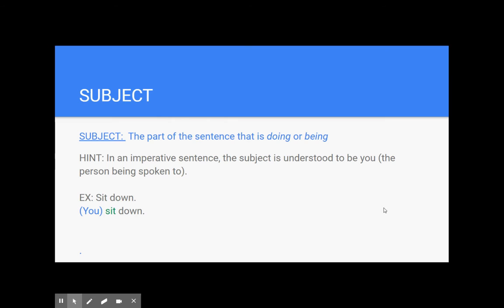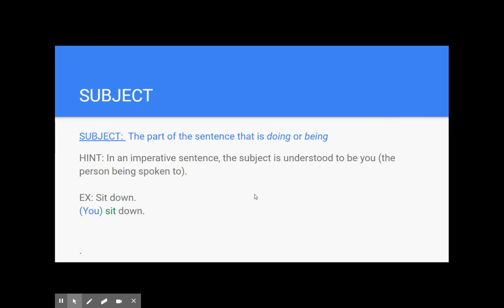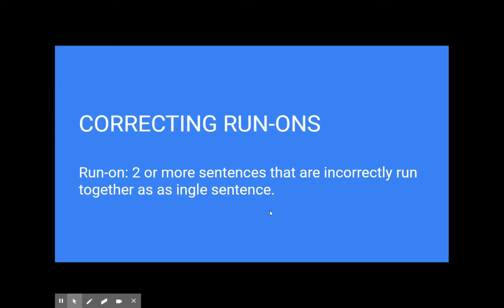In an imperative sentence, those are your commands, the subject is understood to be you, so whoever's being spoken to. So if I say sit down, the subject will be an implied you, and usually you will see the textbook company put that in parentheses. Again, sit's your verb.